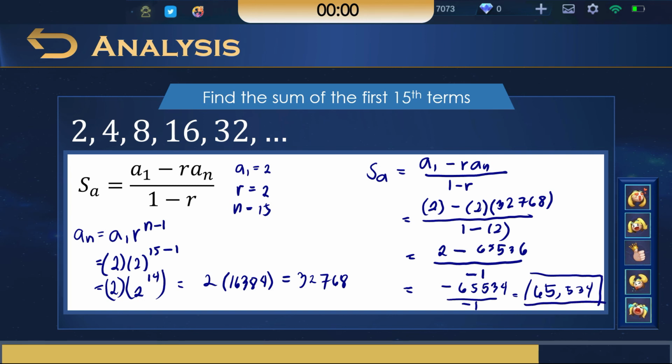Either of the two formulas gets the correct answer. We just need to look for which one is given. The first formula will be used if the a sub n, or the last number, is not given, and the second formula will be used if the a sub n, or the last number, is given.